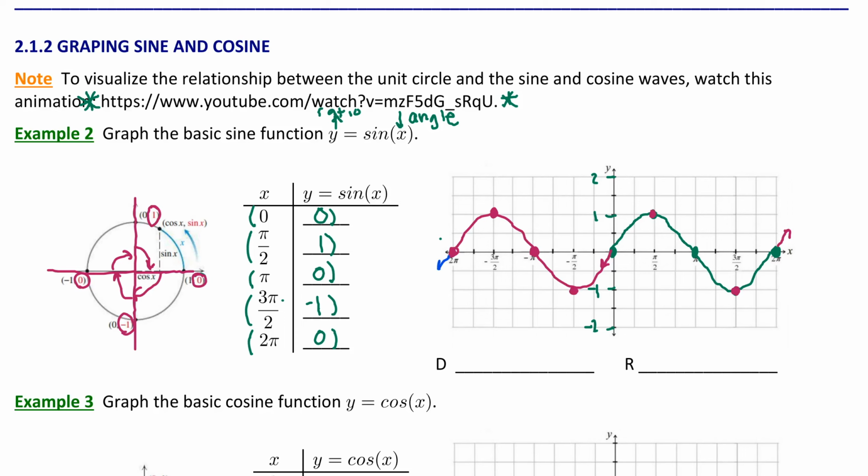So again, we have a small snapshot of the graph here, but the actual domain of sine of x is negative infinity to infinity. But do notice we have a minimum y value of -1 and a maximum y value of 1. So we could say the range of sine is -1 to 1.